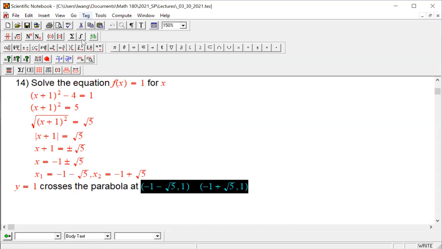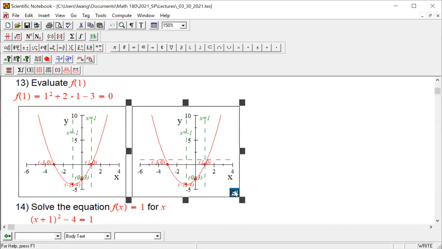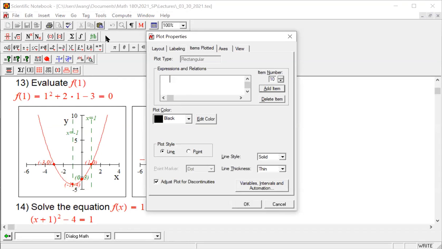Does everybody follow me? Yes. And where do these 2 points go? These 2 points would go on the graph. Go to the graph. One point, second point. Boom.